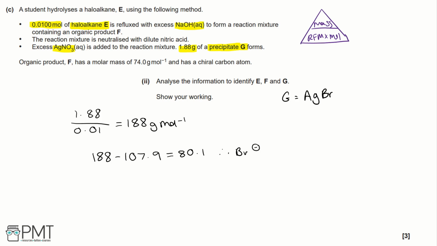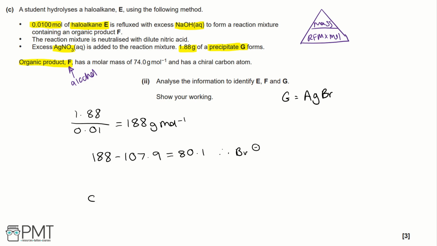So in this question we are reacting a haloalkane with NaOH. So this is another nucleophilic substitution reaction. So in a nucleophilic substitution reaction, you have a haloalkane and you turn it into an alcohol. So this means that organic product F is going to be an alcohol, and it's going to replace the halogen that's in E. So if we work out the molar mass, or look at the molar mass of F, this is going to be a 4-carbon backbone.